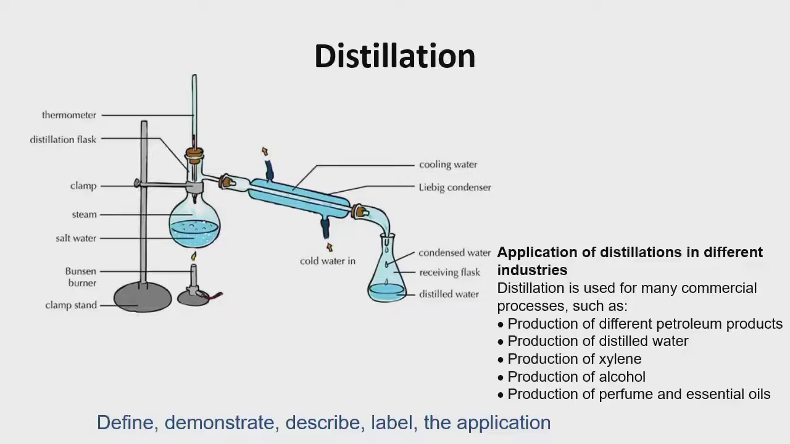There are different types of distillation. You have simple distillation, fractional distillation, steam distillation and vacuum distillation, which can be used in different industries. Distillation is used in many commercial processes, such as the production of distilled water, alcohol, perfume and essential oil, and petroleum products.